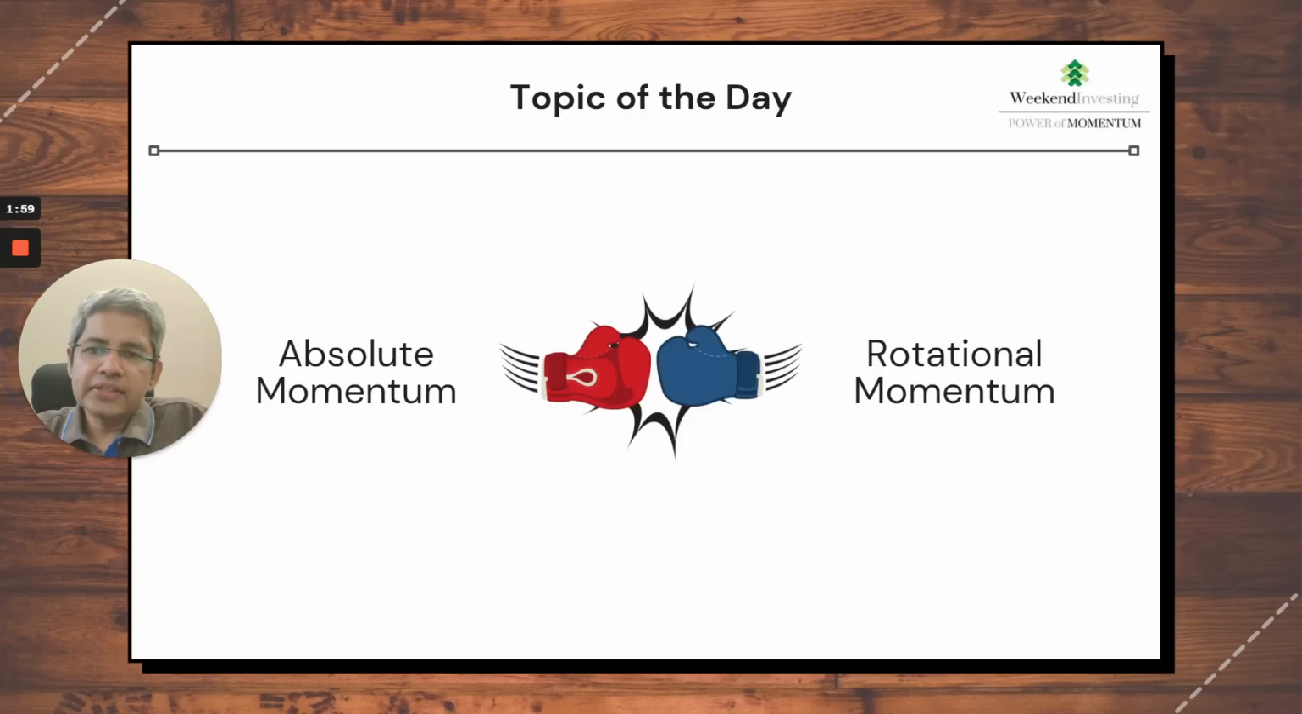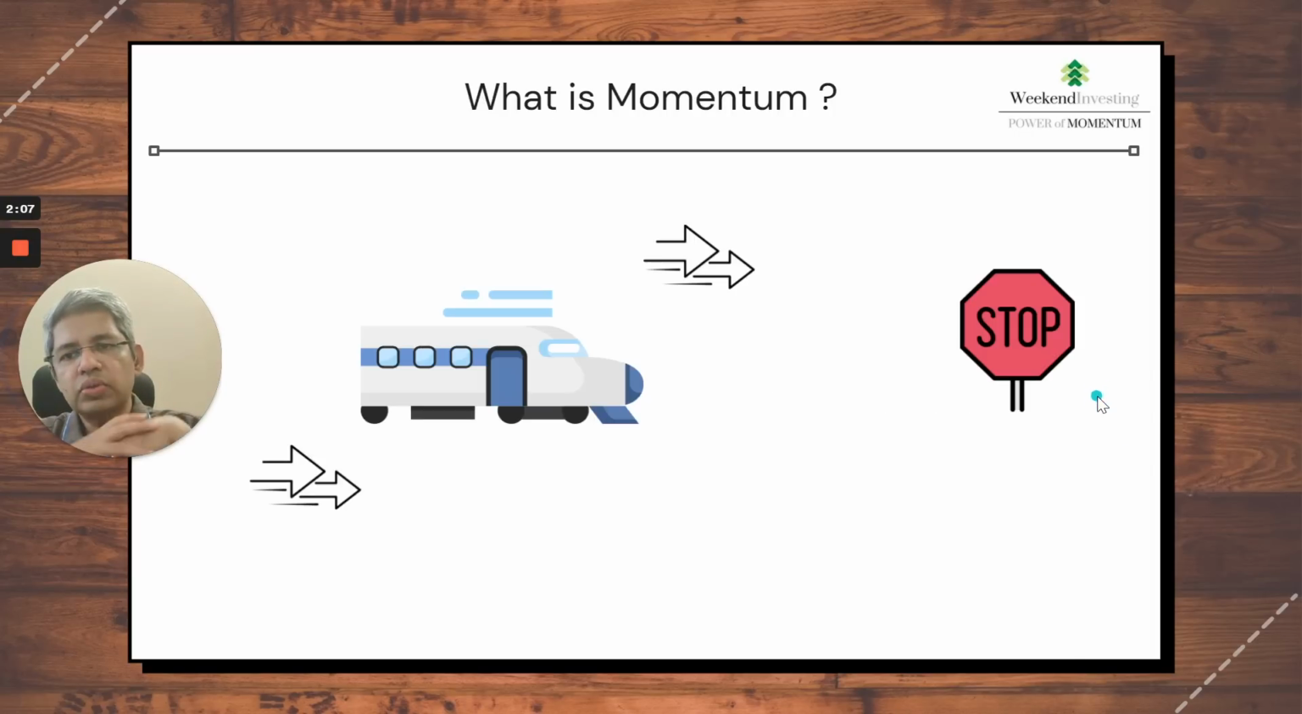The topic of the day is absolute momentum versus relative slash rotational momentum. Before we deep dive into what each of them is, I want to briefly touch upon what momentum is. Momentum is basically a way of investing where the past returns of a specific period are compared amongst various stocks to determine which is better ranked.